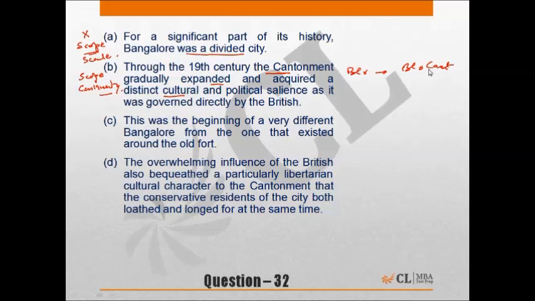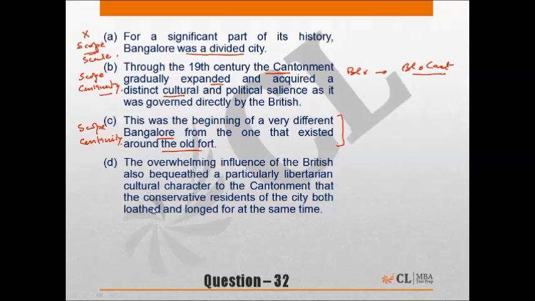I think this is fine. If no other choice is as good, then this becomes the answer. Choice C. This was the beginning of a very different Bangalore from the one that existed around the old fort. This also is correct on account of scope. In fact, the scope here is better than choice B, because as I said, while choice B is shifting the focus from Bangalore as a whole to the cantonment, this is still there. They still talk about Bangalore as a whole and the evolution of Bangalore as a city. So between the two, I would be more inclined towards this one, and on account of continuity, again this appears to be okay, because the evolution or the development of Bangalore is what is being discussed out here.